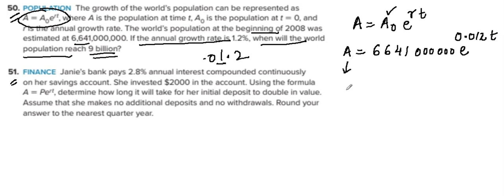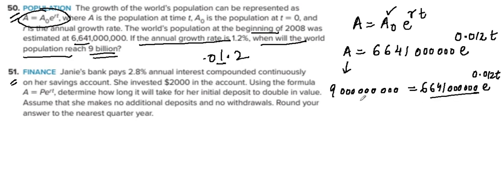So in place of A you write 9 billion. 9 billion means we have 9 zeros. 9 zeros is equal to the same 6641 and 0.00000 and e power 0.012t. Now divide both sides and follow the same steps as I have done in 41, and use the calculator, and you will get the time. I think if you substitute this equation directly in the calculator, it will give you the time also. So this is question number 50.